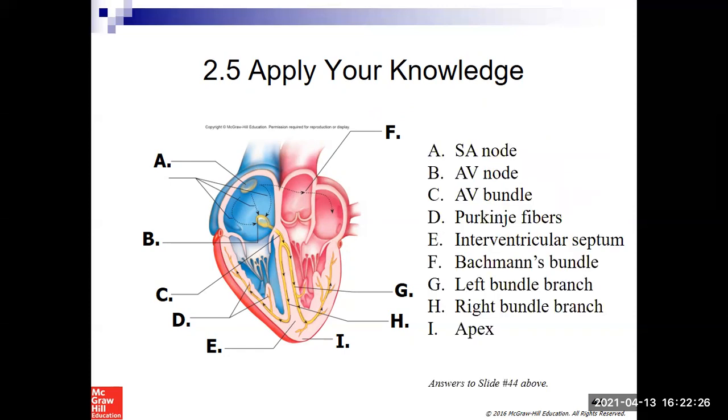Your A is SA node, B is AV node, C is AV bundle, D, Purkinje fibers, E, interventricular septum, F, Bachmann's bundle, G, left bundle branch, H, right bundle branch, and I, apex. This might be a quiz any day.